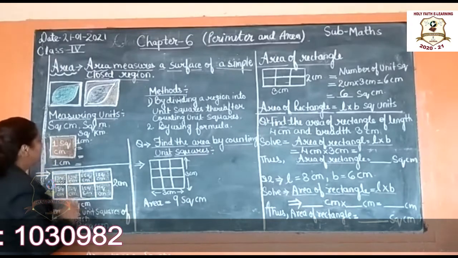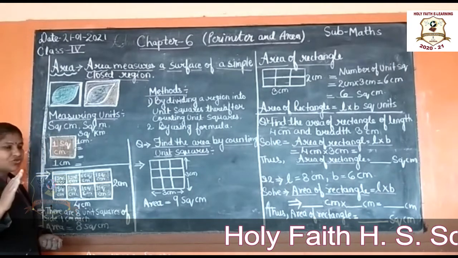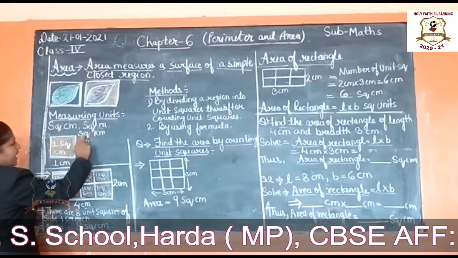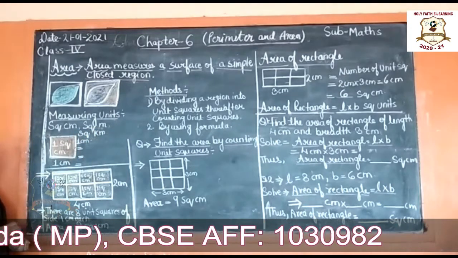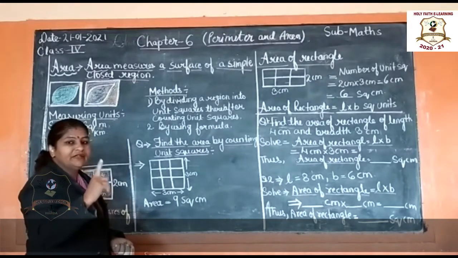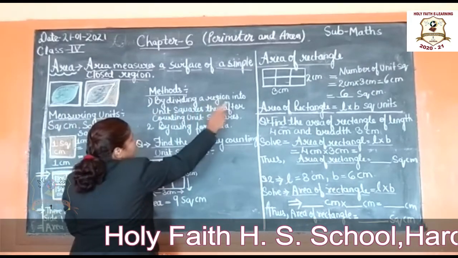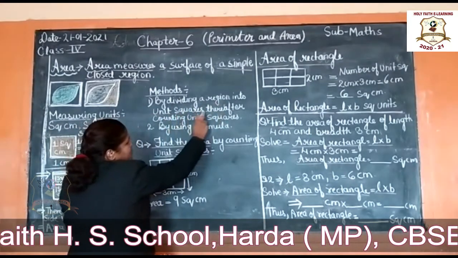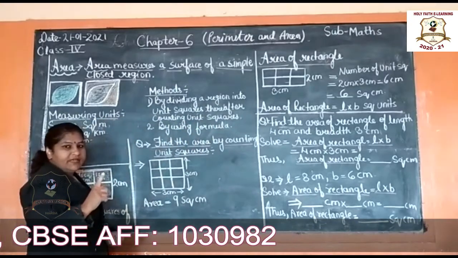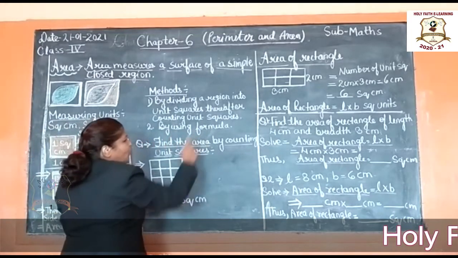Okay students, now here the measuring units of area are square centimeter, square meter and square kilometer. And we can find the area by two methods: by dividing a region into unit squares and thereafter counting the unit squares, or by using a formula. The second one is by using a formula.